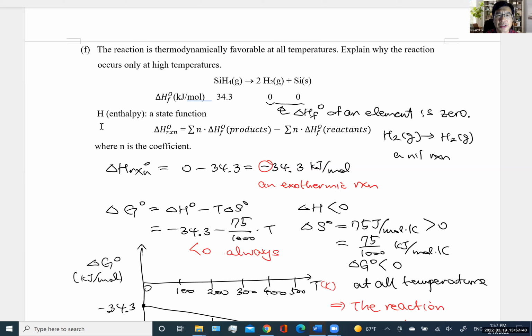So let's plug into this equation. Delta H of reaction is equal to delta H of the products minus delta H of the reactants. When you do the calculation, the product side is 0 because the formation enthalpy is 0, minus the reactant side, 34.3, which gives negative 34.3 kilojoules per mole. When you calculate the reaction enthalpy, it is negative, meaning this is an exothermic reaction. Per mole of decomposition of silicon tetrahydride, it produces 34.3 kilojoules of energy and transfers this to the surroundings.